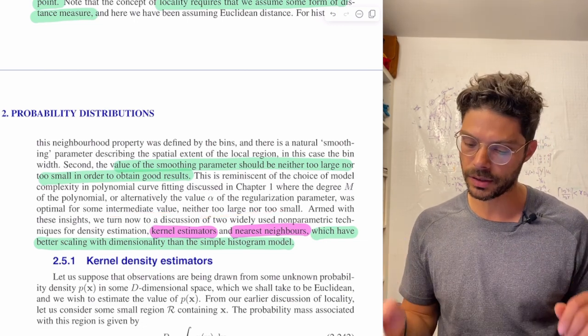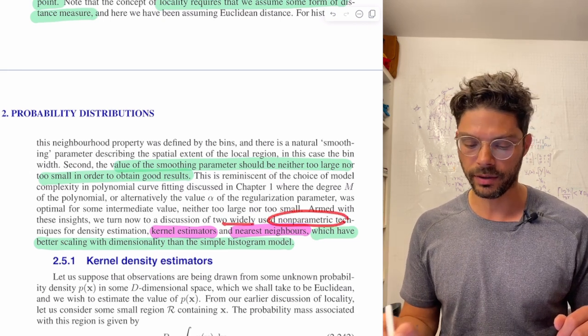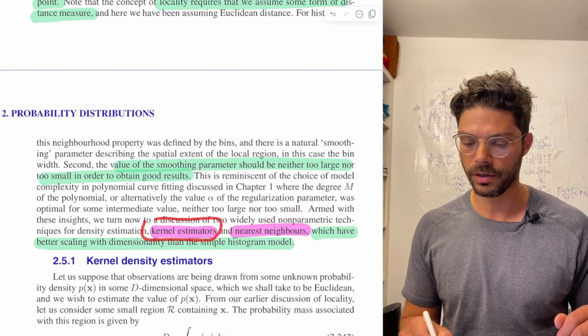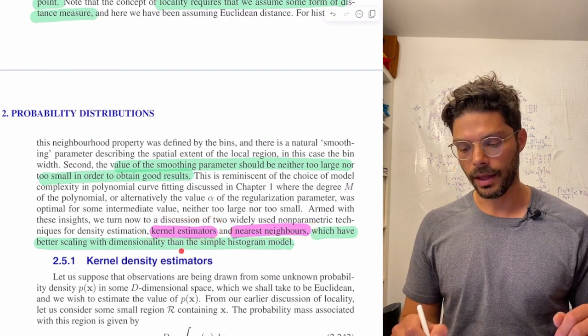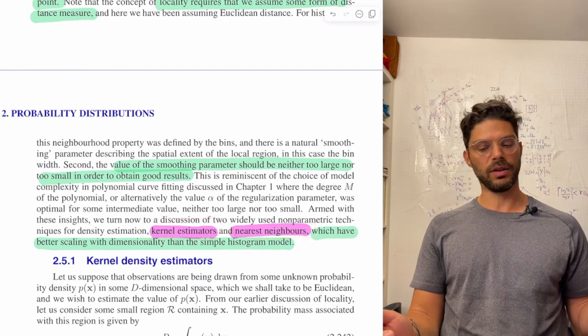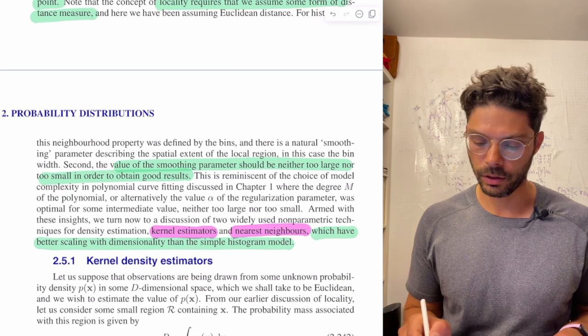With these insights, we now turn to discussion of 2 widely used non-parametric techniques for density estimation: kernel estimators and nearest neighbors, which have better scaling with dimensionality than the simple histogram model, although he doesn't really go into this, he's just going to tell us what they are. We will start with kernel density estimators next.